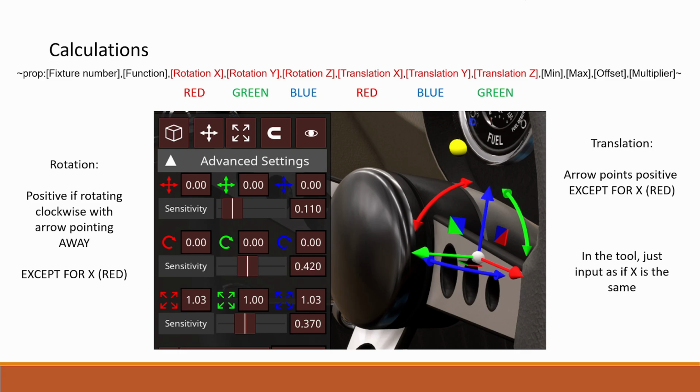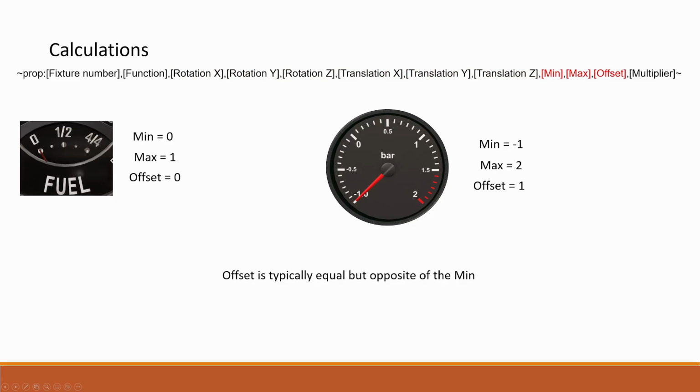You'll also have to enter the scaling for each axis, as this will affect the transition step values. The min, max, and offset are fairly simple for most props. Typically, like with the fuel gauge on the left, you can simply put the min as the lowest value on the gauge, the max as the highest value on the gauge, and the offset is the equal but opposite value of the min. Now with the boost gauge on the right, you would expect it to be -1, 2, and 1 respectively.